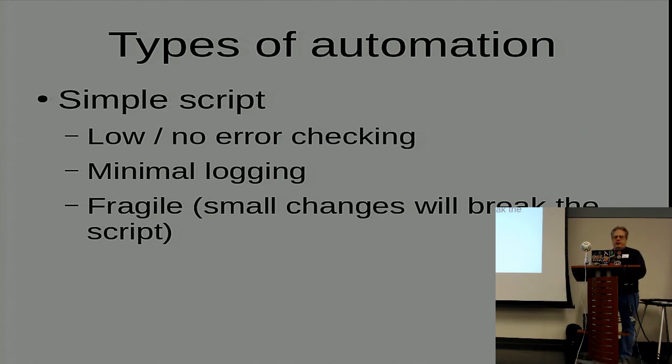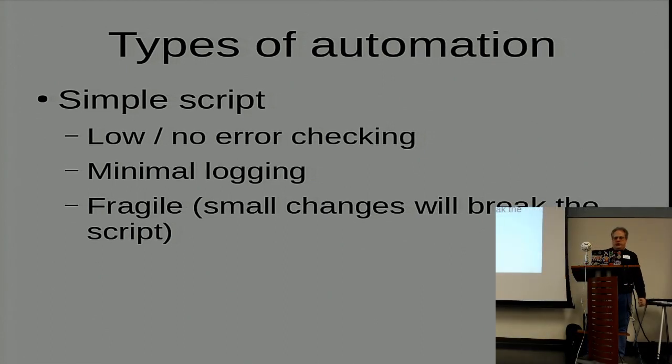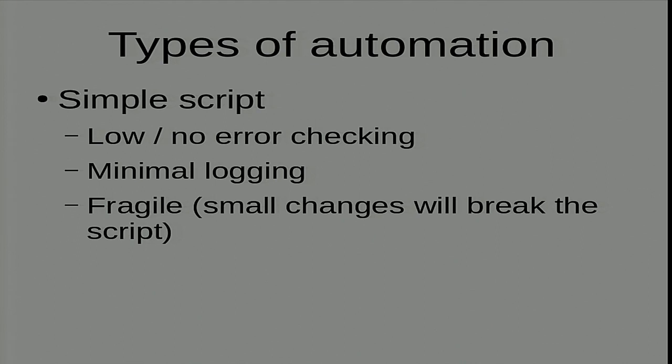So some of the types of automation, and what I just showed was a simple script. There's no error checking whatsoever. If the database goes away, you're kind of screwed. If the email piece doesn't work, then that's going to be a problem. They usually have minimal logging inside of them. Sometimes you can create a little extra logging in there so you know what's going on. That would be awesome. And they're really fragile. So any small change whatsoever. If you can't write to the temp directory, you're kind of screwed. If you can't email out because the mail server's gone, then yeah, that's going to break.